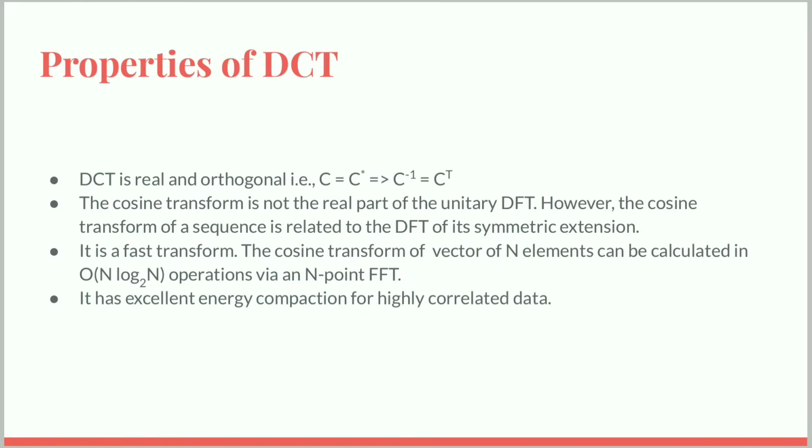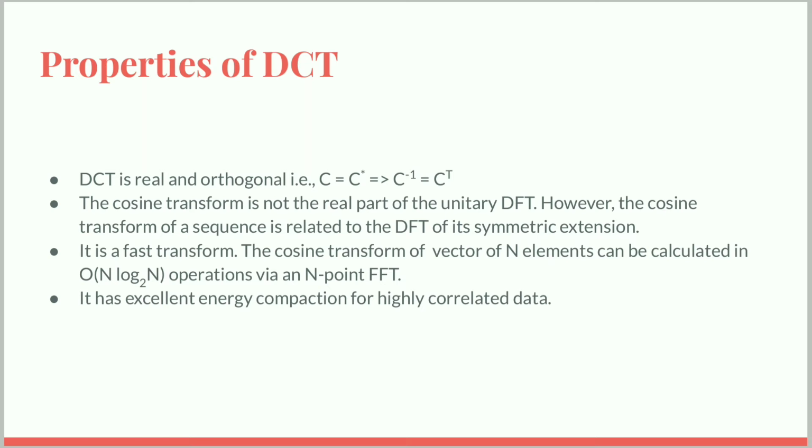Now, what are the different properties of DCT? Discrete cosine transforms are real and orthogonal. That is, C is equal to C star, which implies that C inverse is the same as C transpose. Cosine transform is not the real part of unitary DFT. However, the cosine transform of a sequence is related to the DFT of its symmetric extension.